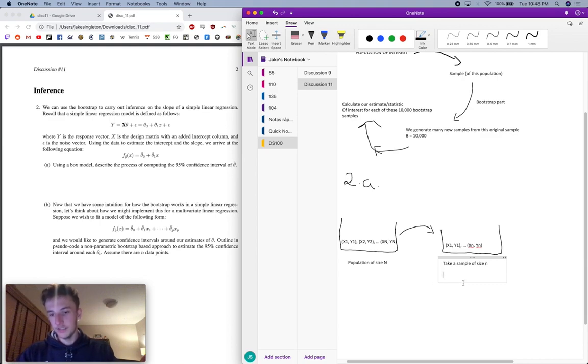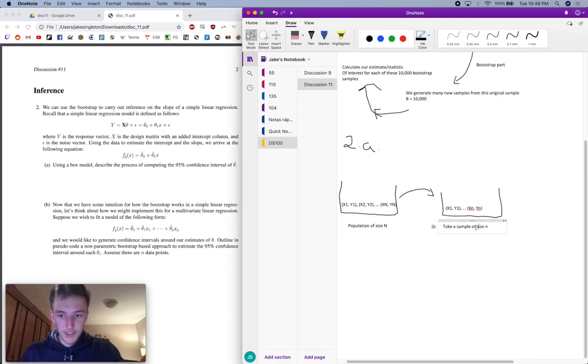As I was saying before, it's very important that before we try to perform inference or the bootstrap or anything like that, we have reason to believe that this sample that we take here is representative of our entire population. And from this point on, once we have this sample of size n, we can really get into the bootstrap.